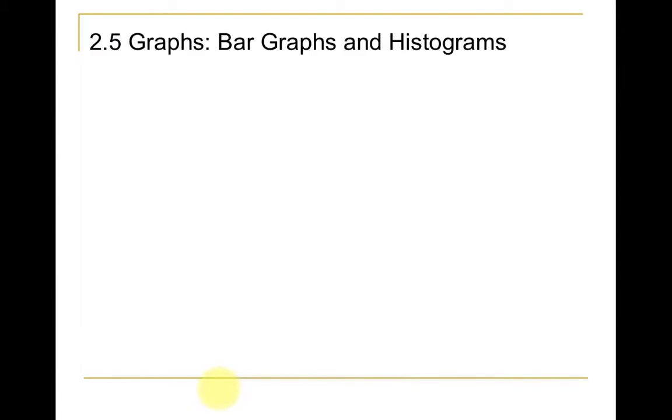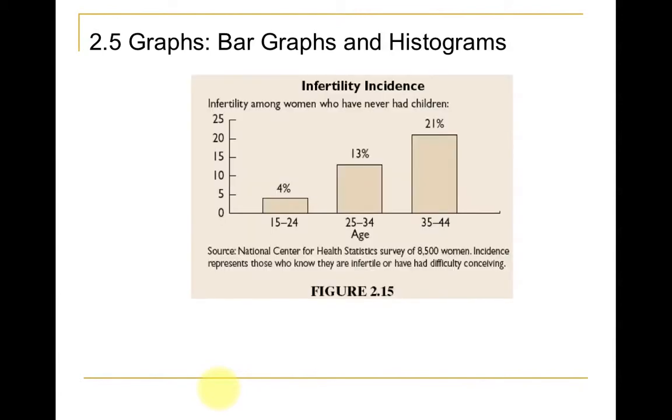Okay, and that is how you do a frequency distribution table. We're going to move on to bar graphs and histograms. This is an example of a bar graph. Infertility incidence. This is a bar graph describing infertility among women who have never had children.